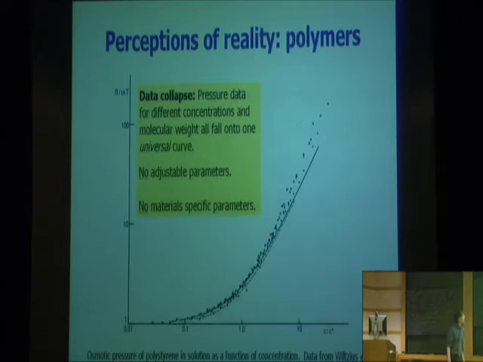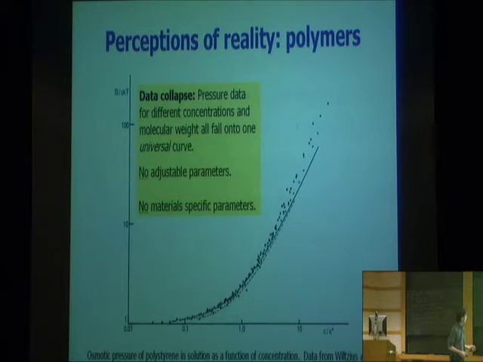Now, there's other things that one can do. So here is a lovely example that is a plot of the osmotic pressure of polymers in solution as a function of the concentration of the polymers. You just take polymers, stick them into water, measure how many you put in, and measure the osmotic pressure in the solution. Physicists and chemists know how to do this.